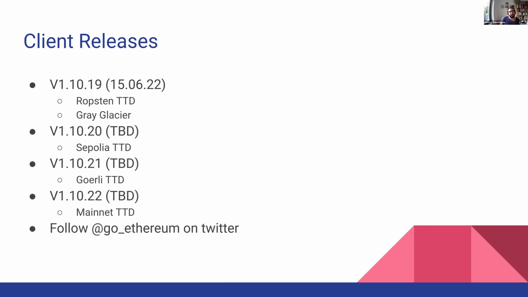10.19 was released last week, and it contains the Ropsten TTD, and it also contains the Grey Glacier fork. If you don't know what Grey Glacier is, and you're running a node, then you should really figure out what it is. Basically, it's a hard fork that will happen next week.